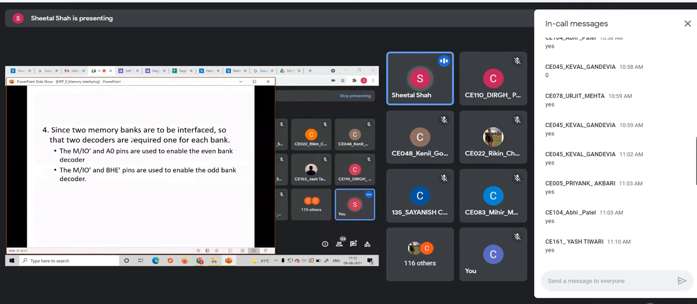IO device, the IO ports can be accessed only using 16 bits, whereas the memory can be accessed by 20-bit address lines. Followed? So if we want to access the memory, then the M slash IO bar pin. If you go through the pin diagram, one of the pins is M slash IO bar. That M slash IO bar and the A0 pin would both enable the even bank decoder, whereas M slash IO bar and BHE bar pin are two different pins. BHE bar is to select the odd bank. So M slash IO bar and BHE bar pins are used to enable the odd bank of the memory.